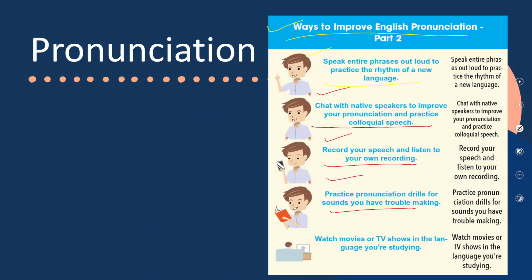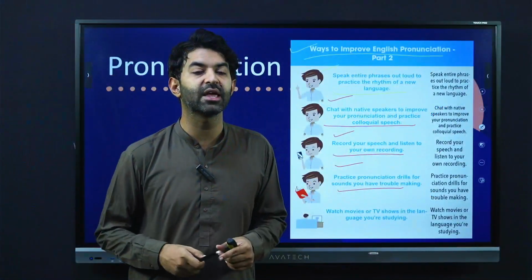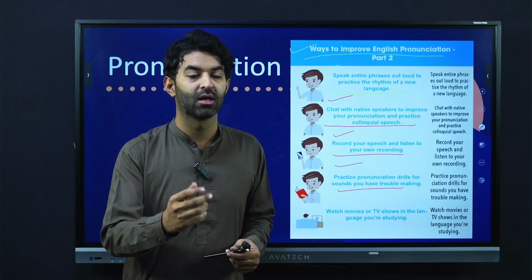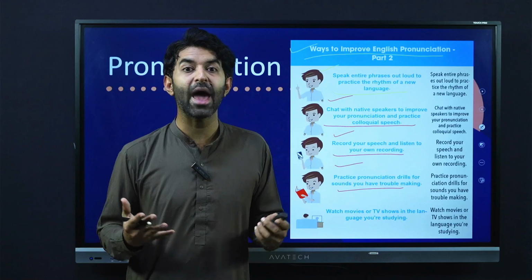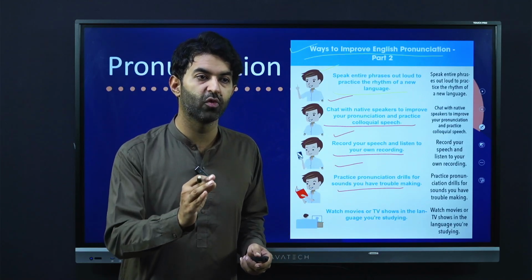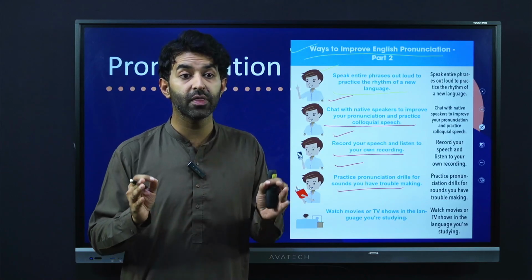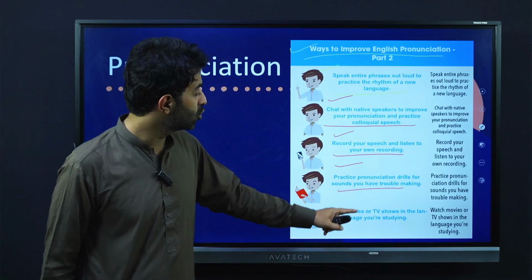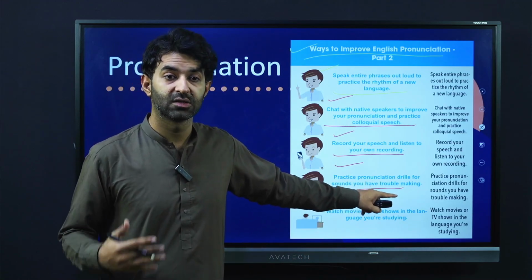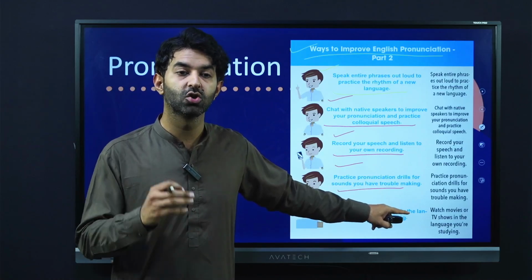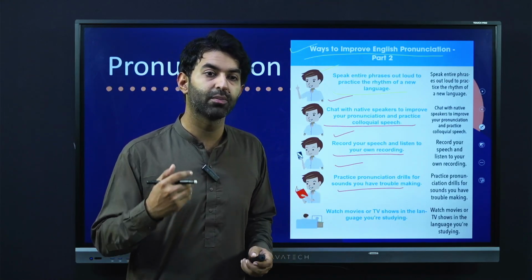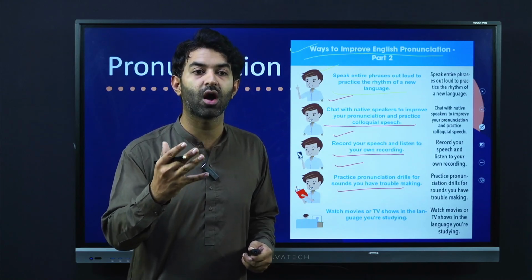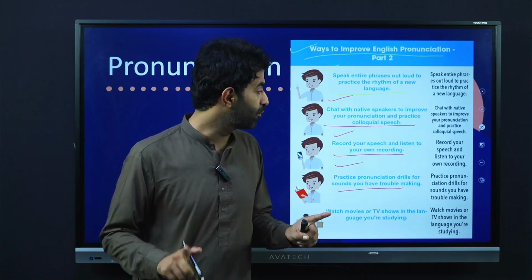Then you practice pronunciation drills, for sounds you have trouble making. For example, if you have a problem saying the sound T or K or the sound of P in parrot, or any kind of problem with consonants or vowel sounds, you will make some time and practice them. Practice your words that are difficult. Some people cannot say the sound T. Some people cannot say the sound of R. So it is very important that you practice them.